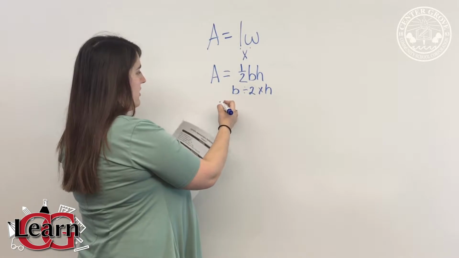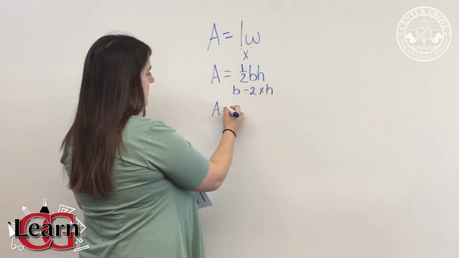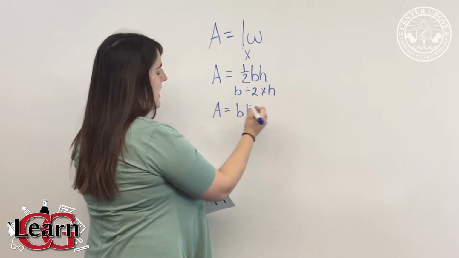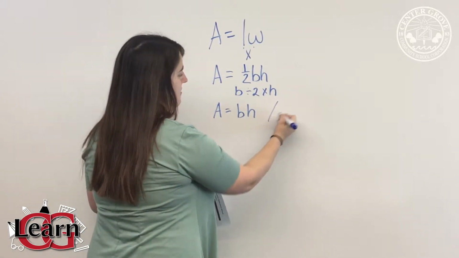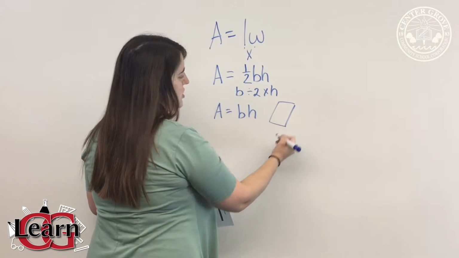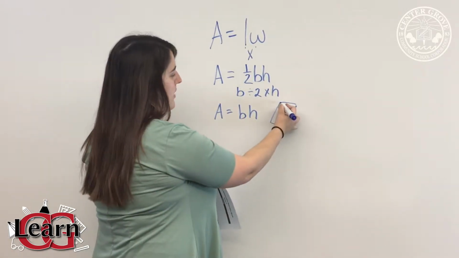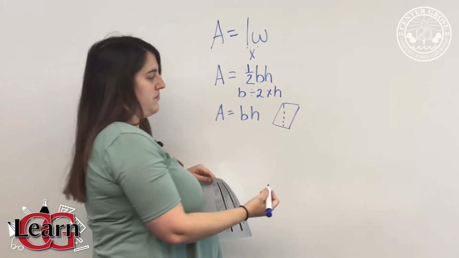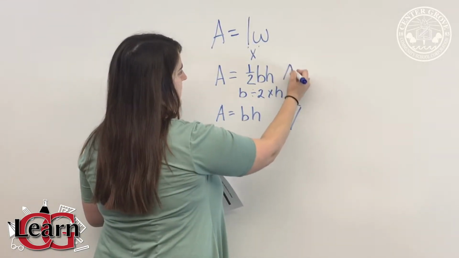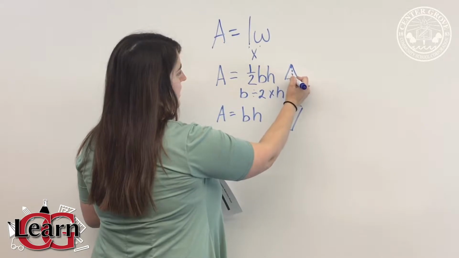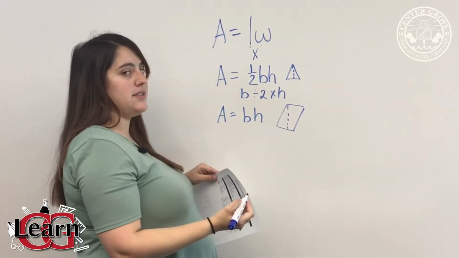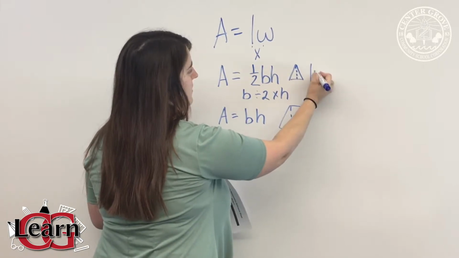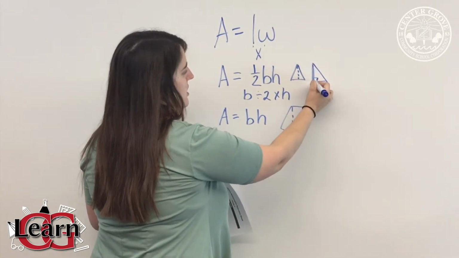For area of a parallelogram, we do A equals base times height. And on a parallelogram, the height is not actually one of the sides, but rather straight up and down from top to bottom. The same goes for the height of a triangle. The height goes straight up and down. It is not a side unless it is a right triangle. In that case, this would be your height.